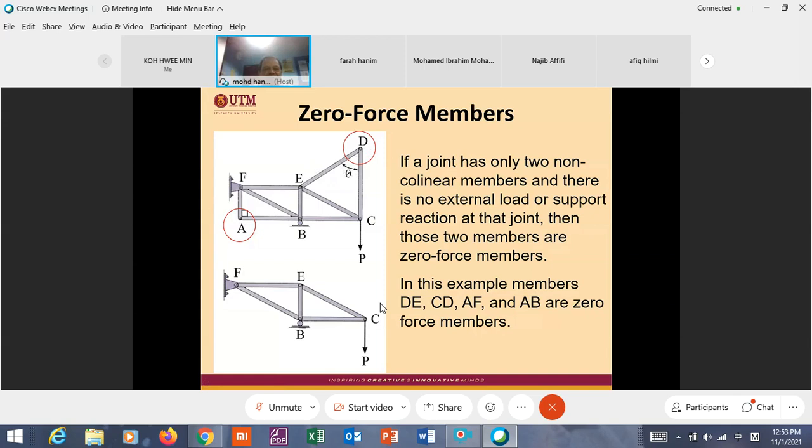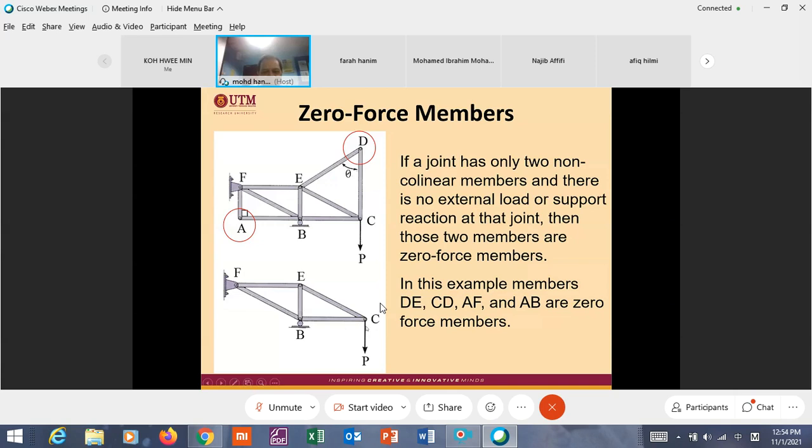That means this member is useless. Useless. Also this member. And if you do not know this principle or this observation, then you end up spending time calculating 1, 2, 3, 4 members. That's why before you start calculating the member forces, you must observe: are there any members that have zero force?